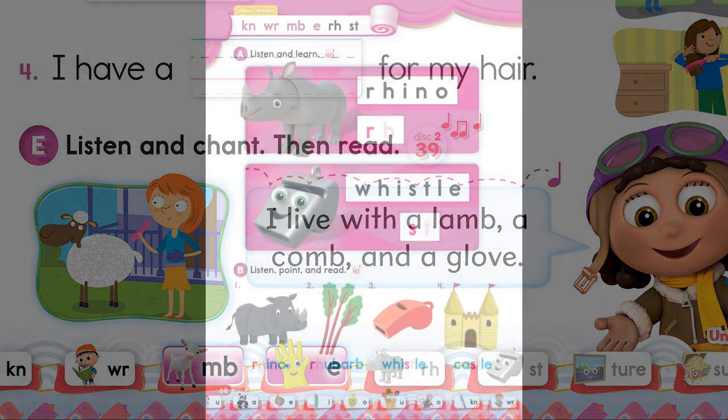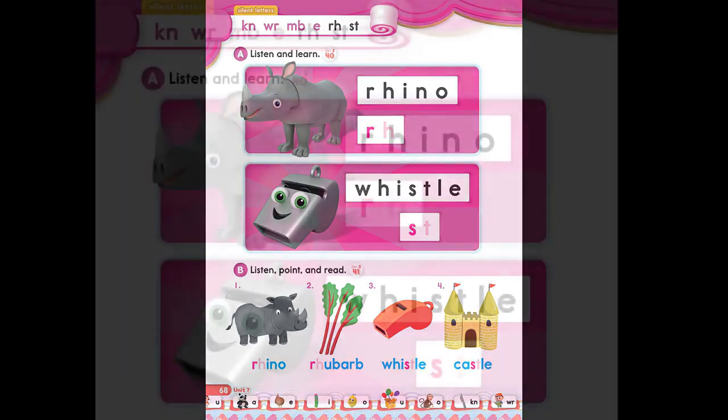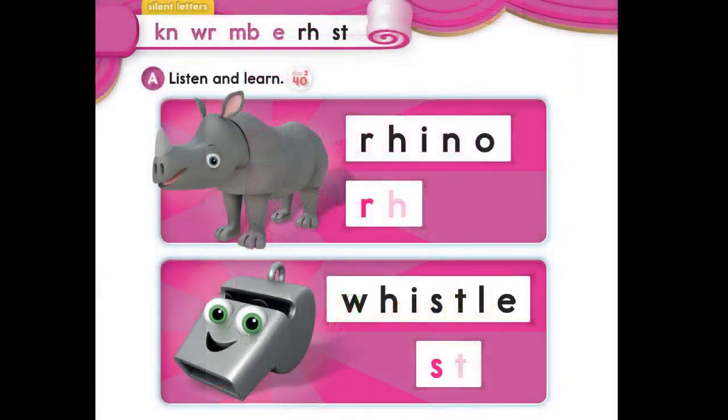Page 68. Silent letters: R, H, S, T. A. Listen and learn. This is a rhino. What's the beginning sound in rhino? R. That's right. R. Rhino. Can you hear the H sound in rhino? No. That's right. The H is silent. Rhino.